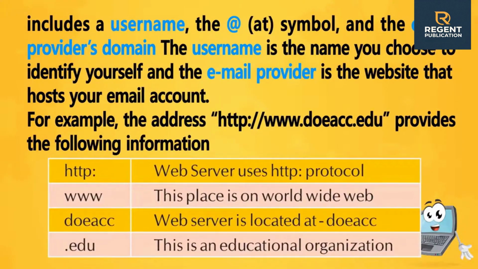domain. The username is the name you choose to identify yourself, and the email provider is the website that hosts your email account. For example, the address in inverted commas provides the following information.